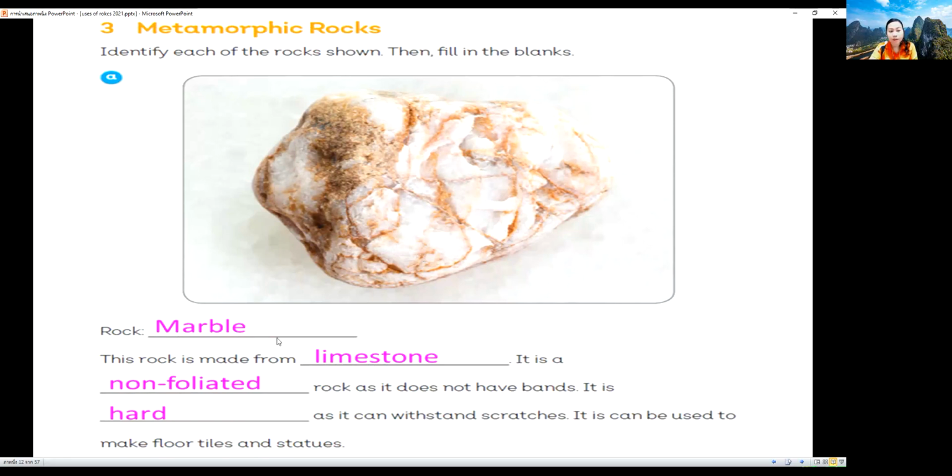Finish? Okay, done with your answers. This kind of rock is a marble. This is made from limestone and non-foliated, and it is hard. Now let's go to letter B.